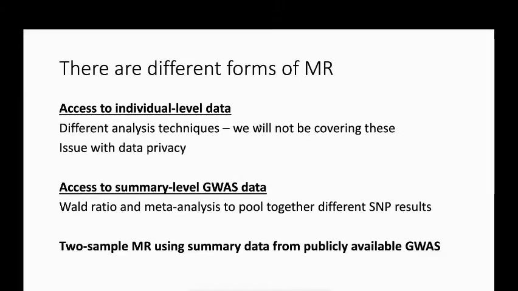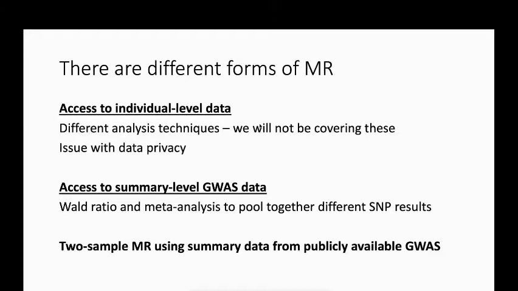But we will not really be covering this methodology because there can be issues with data privacy. Instead, the data we will be using is publicly available summary level data from genome-wide association studies. What we will be doing is a 2-sample Mendelian randomization study. This means that the data for the genetic associations with the exposure come from a separate genome-wide association study from the study that provides the data for the association with the outcomes. And again, this increases the power of the study as well.